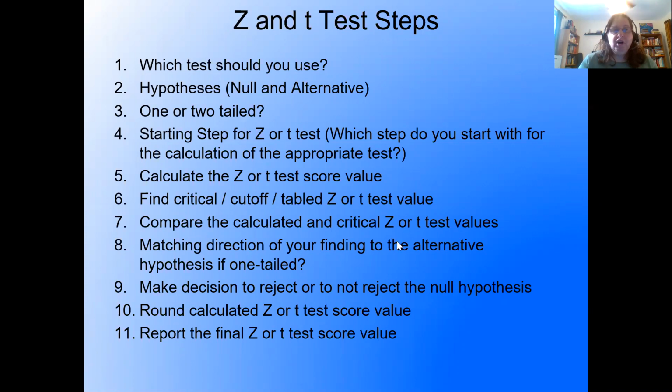Remember, if you want to reject and it's one-tailed, you have to beat what's in the table and make sure the direction matches. If it's two-tailed, you just have to beat what's in the table. Okay, so we make our decision to reject or not reject the null. We round our calculated Z or T test score value appropriately based on the raw data. And we report the final Z or T test score value along with potentially the DF.